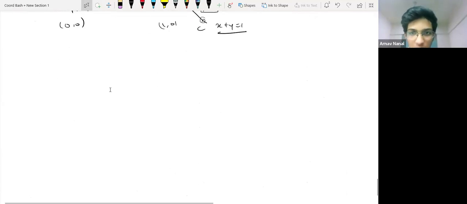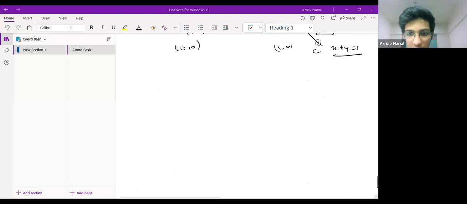Okay, so let's move on to the next question. Most of you must have done this, but I don't know how many of you did this in chord bash. It's from mode 24 P1.